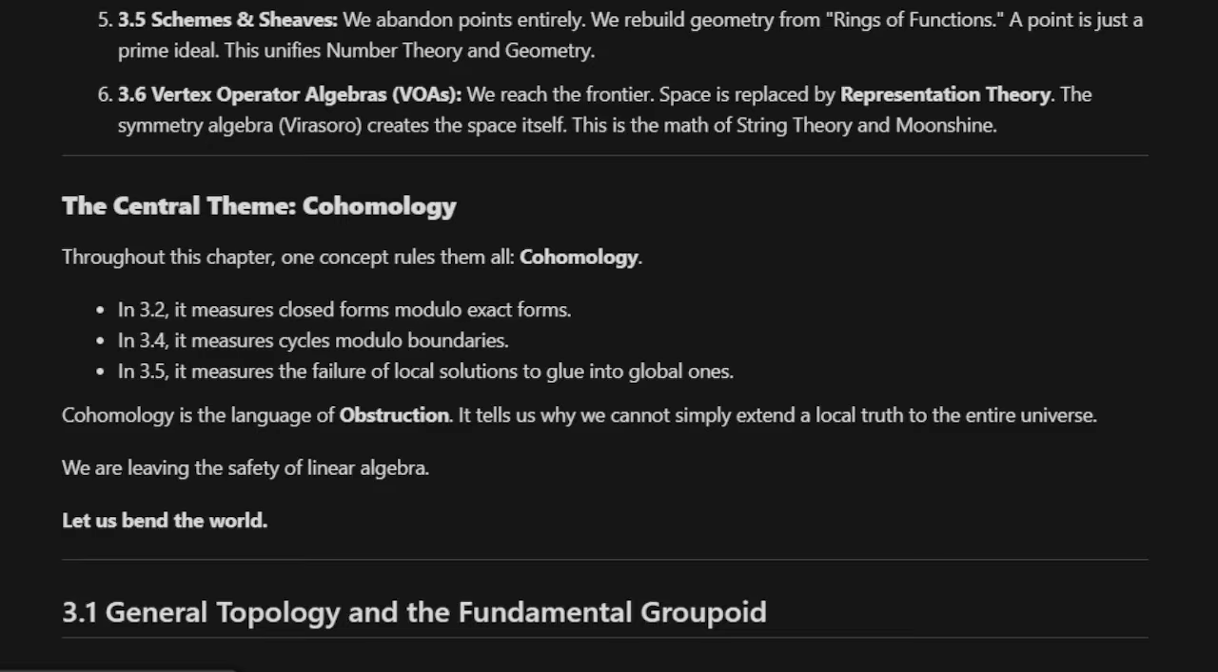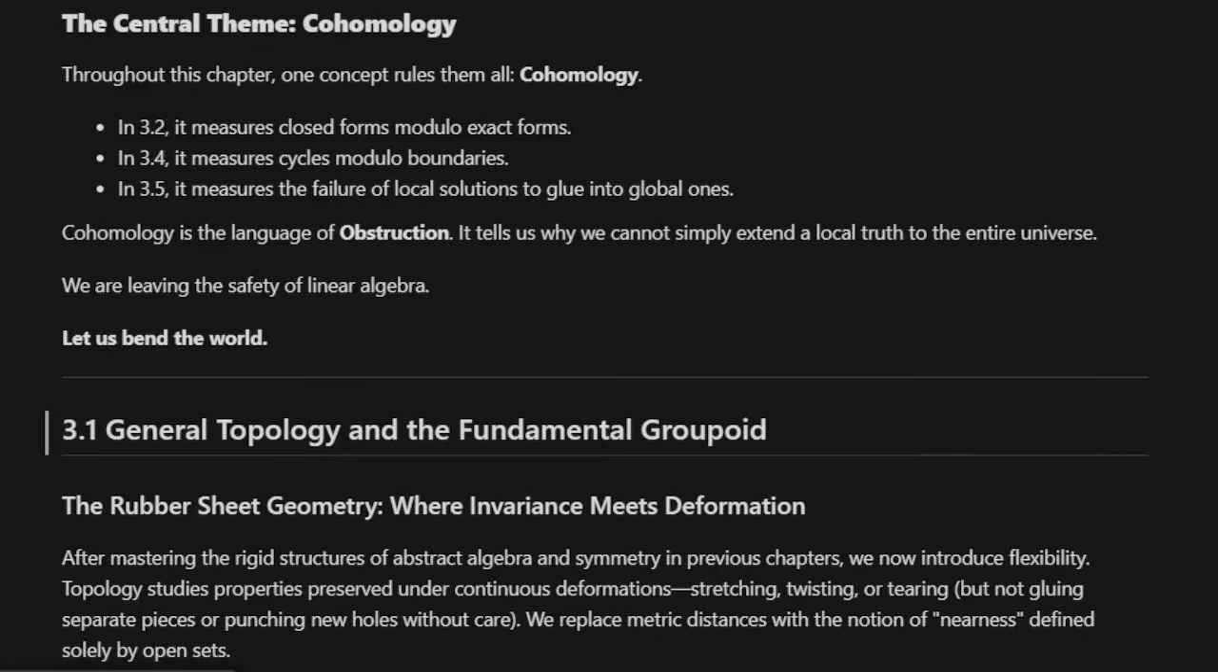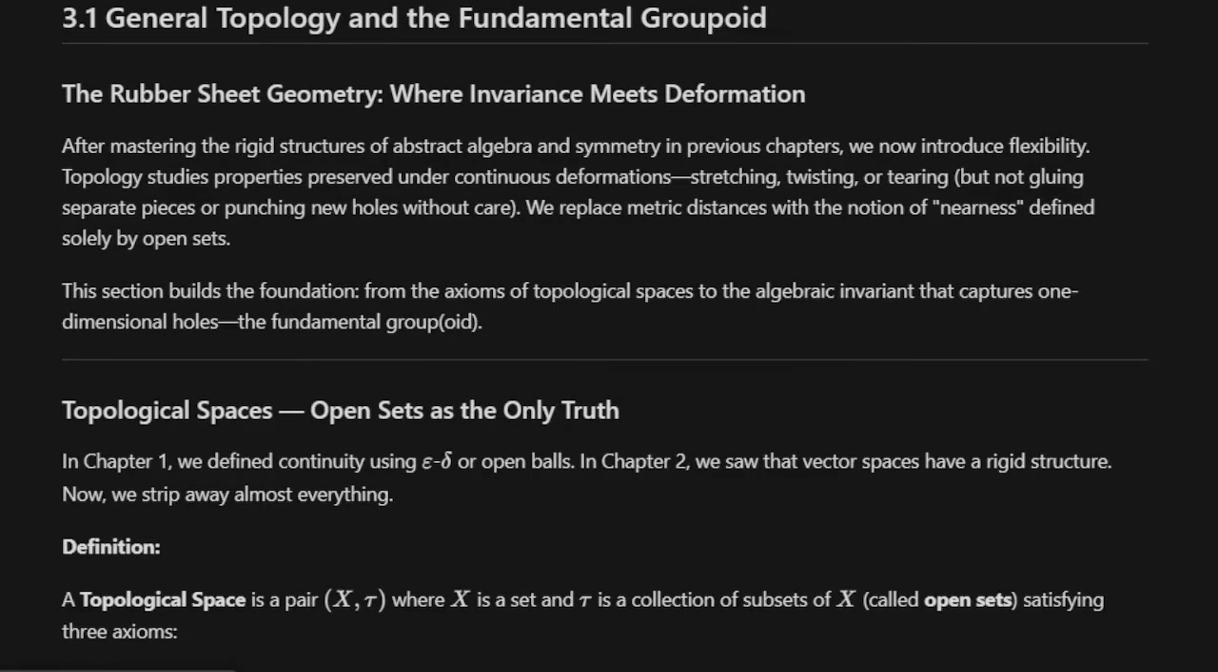All right, so let's leave the safety of linear algebra, and we're going to bend the world. Not physically, that would be kind of dangerous, but with our minds. Again, rubber sheet geometry. We're going to talk about something called a fundamental groupoid.